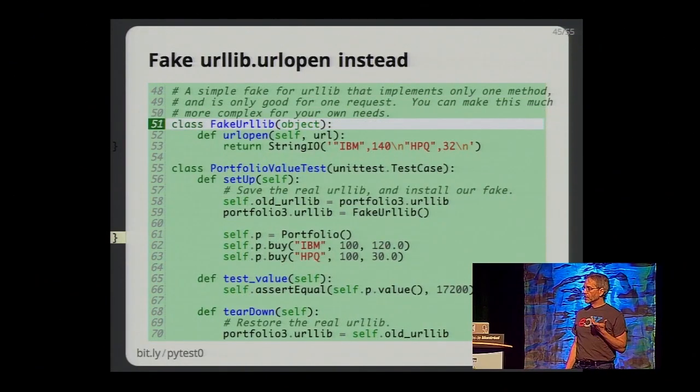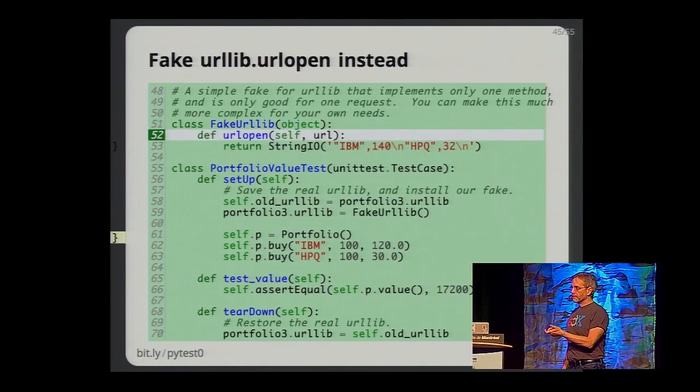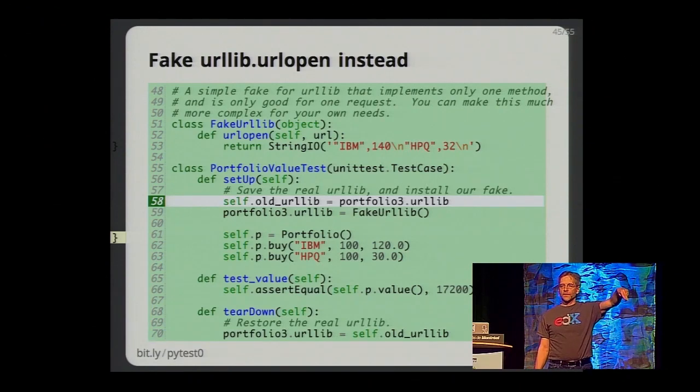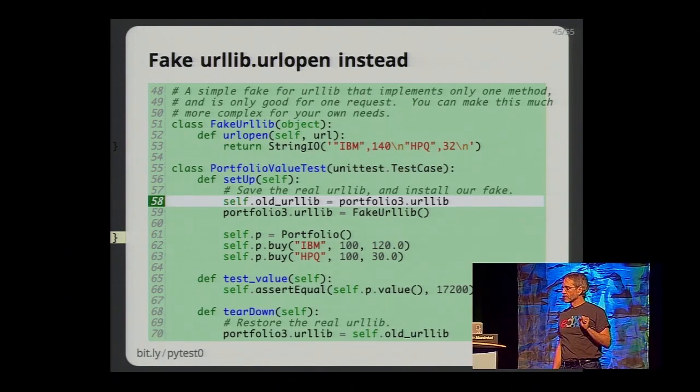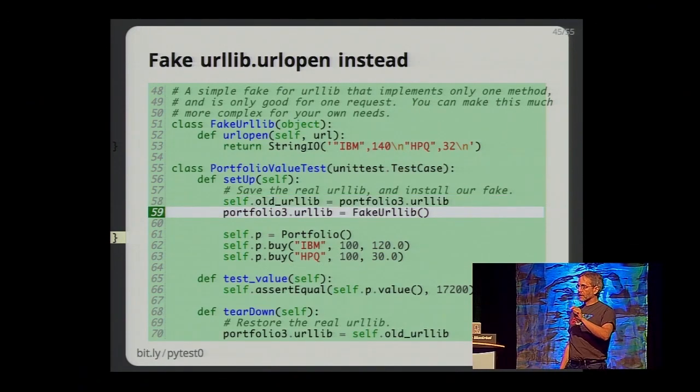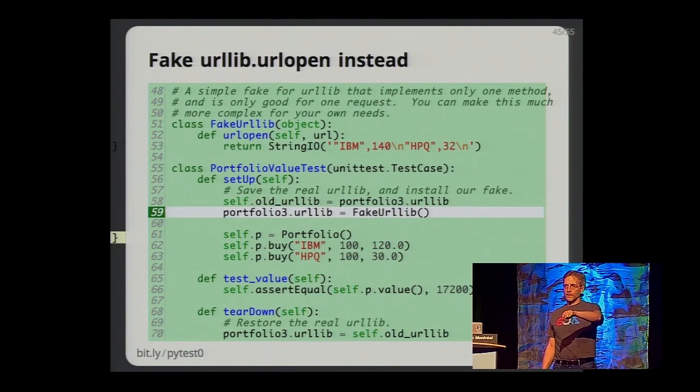So here what we do is we make a new object that's going to be a stand-in for urllib for us, and it's got a method on it called urlopen. In our setup, we're going to jump right into the portfolio 3 module, which is our product code, and it has a reference to urllib. We're going to save that away in our setup. We're going to make an instance of our fake urllib and monkey patch it into our product module. And now, in our product module, urllib refers to our class, and therefore urllib.urlopen refers to our method, and when it gets called, it's going to return the data that we want.